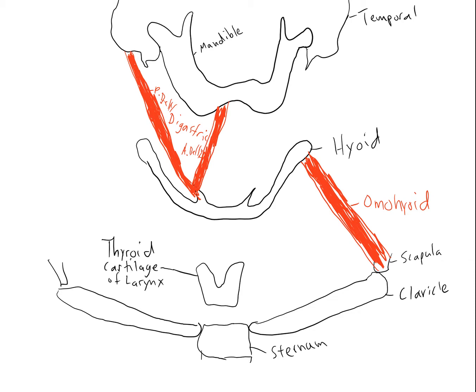And so you can see that the beginning, omo, this means shoulder. And the suffix hyoid gives us the insertion. And so lots of these muscles inserting onto the hyoid are going to follow that pattern. And so let's next look at the sternohyoid. So the sternohyoid, that's going to come from the sternum all the way up to the hyoid. And so here's our sternohyoid.